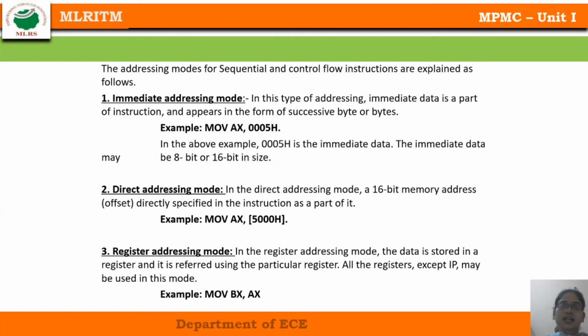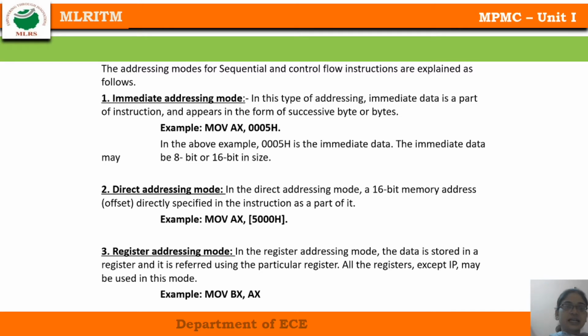The 8086 has 9 addressing modes. First is immediate addressing mode. In this type of addressing mode, immediate data is a part of the instruction and appears in the form of successive bytes. For example, MOV AX, 0005H. Here 0005 is the immediate data which appears in the instruction. In this instruction, the 0005 data moves into AX.